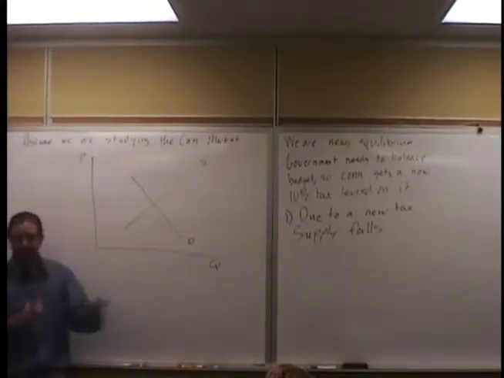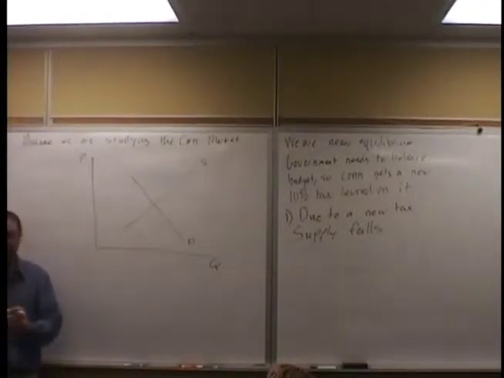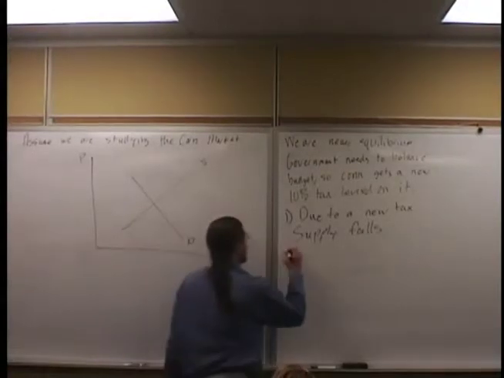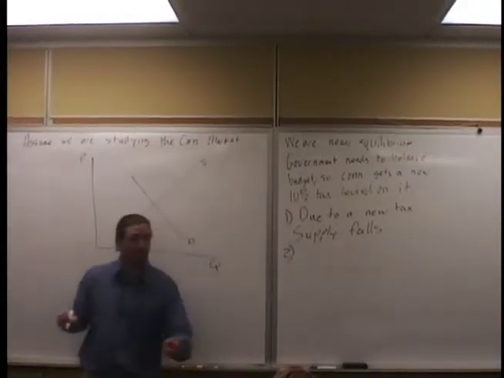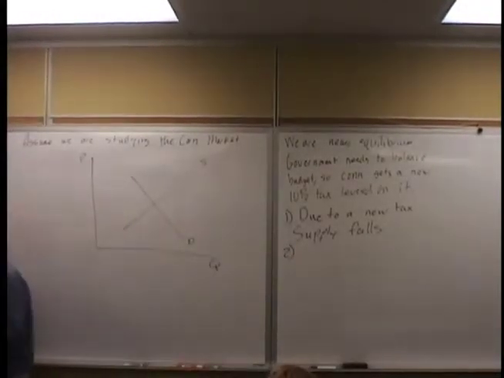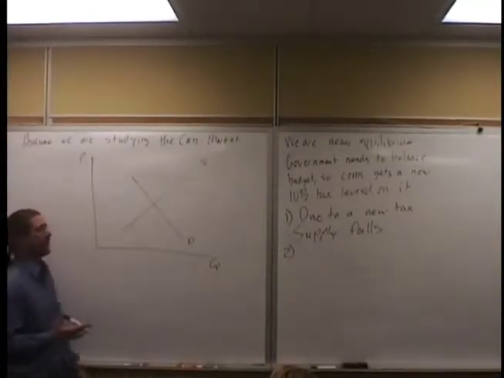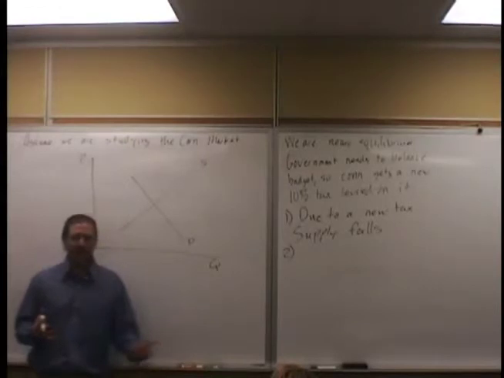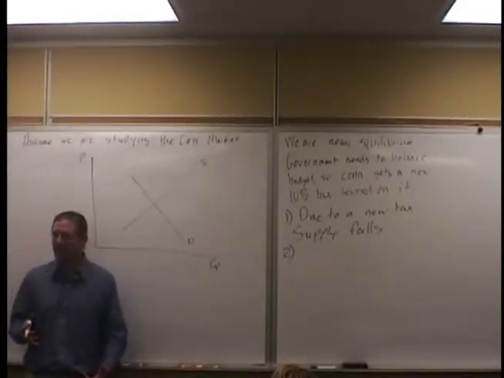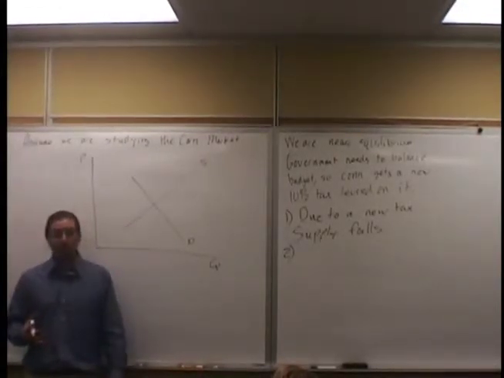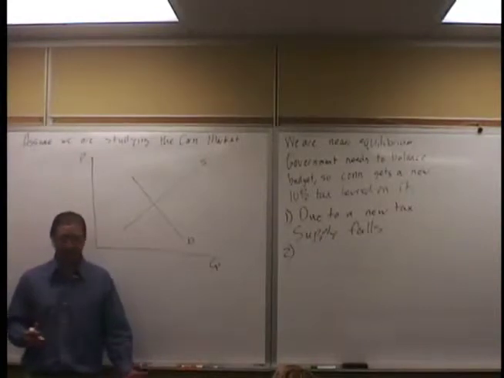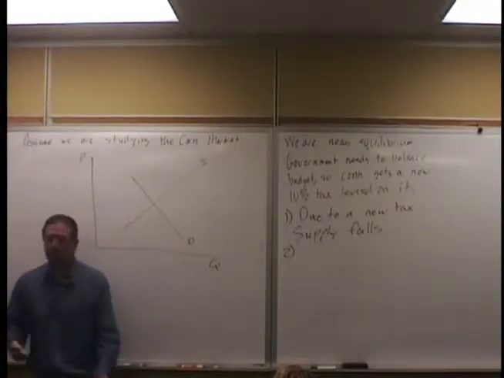So step one, tell me what happens to supply or demand. In this case, it's a new tax. Supply goes down. Step two, shortage or surplus. Now, again, this one's a little bit trickier, but think about it from this perspective. Suppliers are making less. Shortage, right? There's less supply. There's less of it available. Shortage.